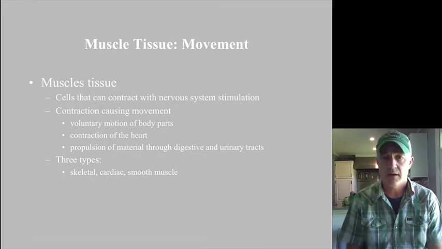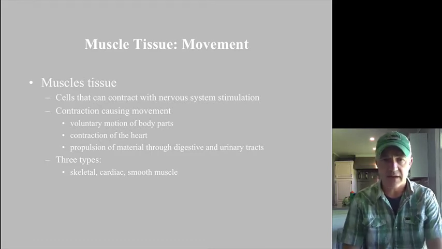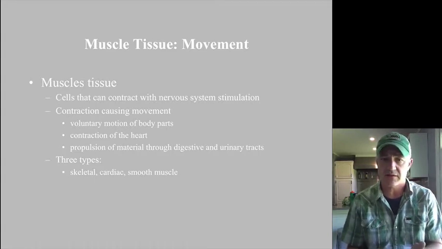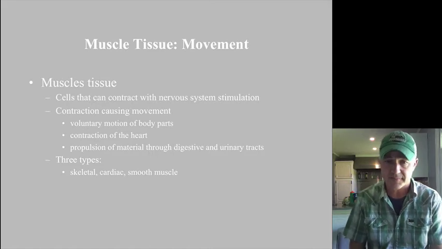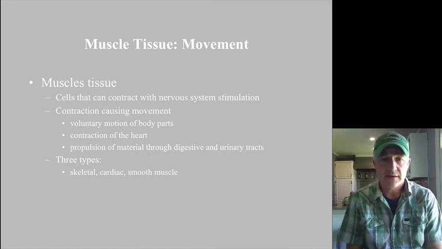Muscle tissue, it is the nervous system that is stimulating it, and it's going to lead to actual contraction of these different types of muscle. We're going to see these can do a lot of different types of movement, move the body, move things through the body, like the heart, like the stuff through the digestive tract, the materials through the digestive tract.